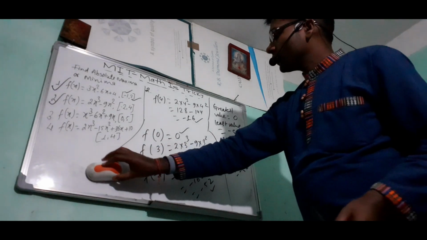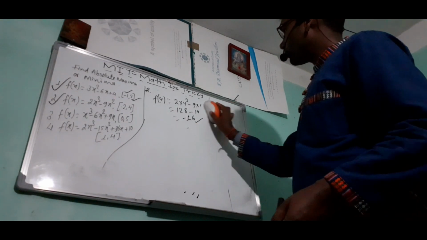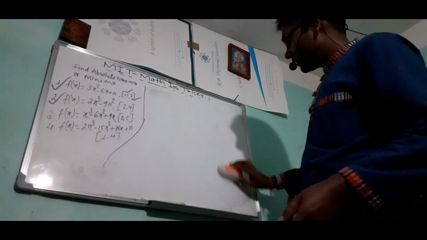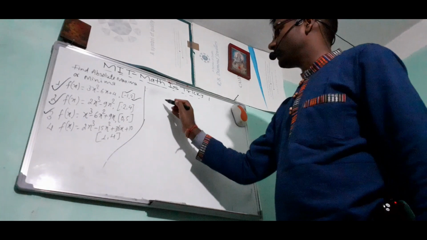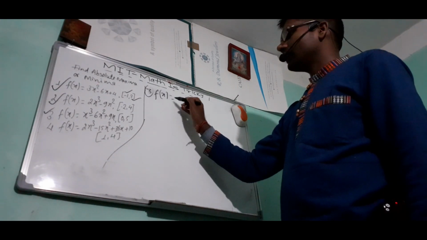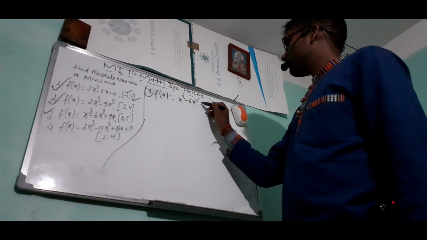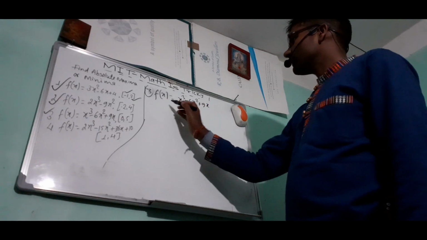Okay, let's solve another question. Question number 3. So as I told you, please follow the steps that I have given, and by following the steps properly you will have the correct answer. Okay, let's move to third one. Question number 3. Fx is given here x cube minus 6x square plus 9x. Okay, so what's your answer?